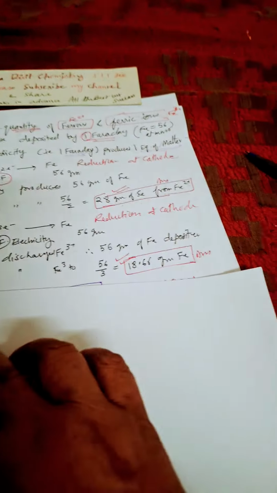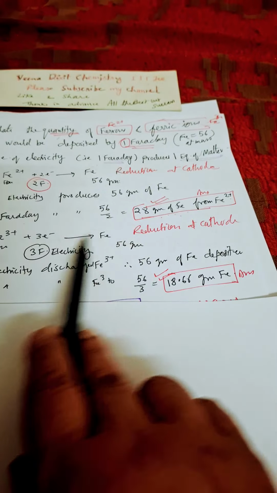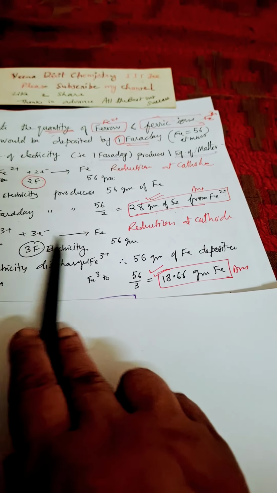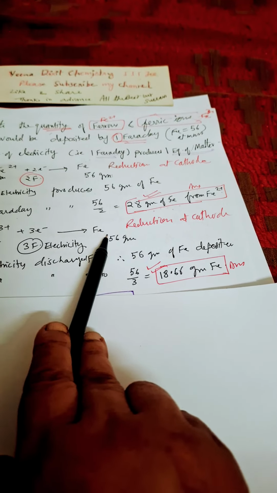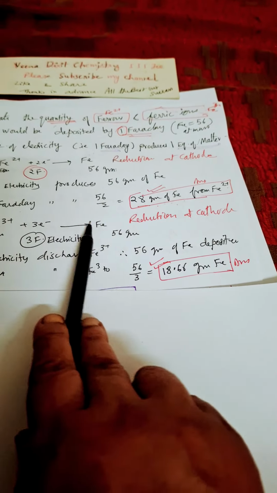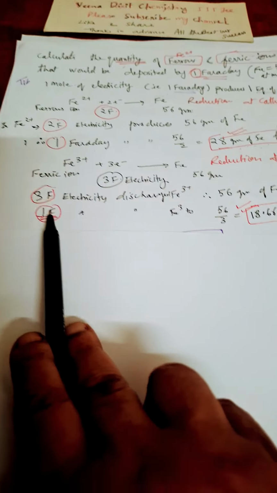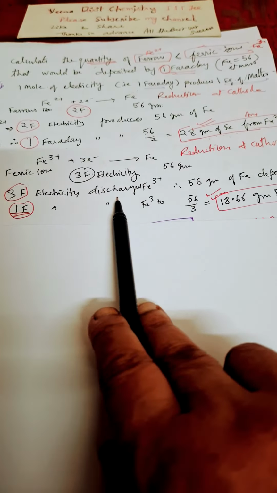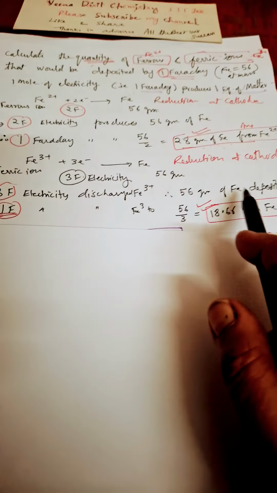Now Fe3+ plus 3 electrons gives you Fe. So reduction at cathode occurs. 3 Faraday electricity is required to deposit 1 mole of Fe3+ to 1 mole of iron. So 3 Faraday electricity produces how much iron? 56 gram of iron. Okay, so we will write the statement: 3 Faraday electricity discharges Fe3+ to Fe, 56 gram of Fe deposited.